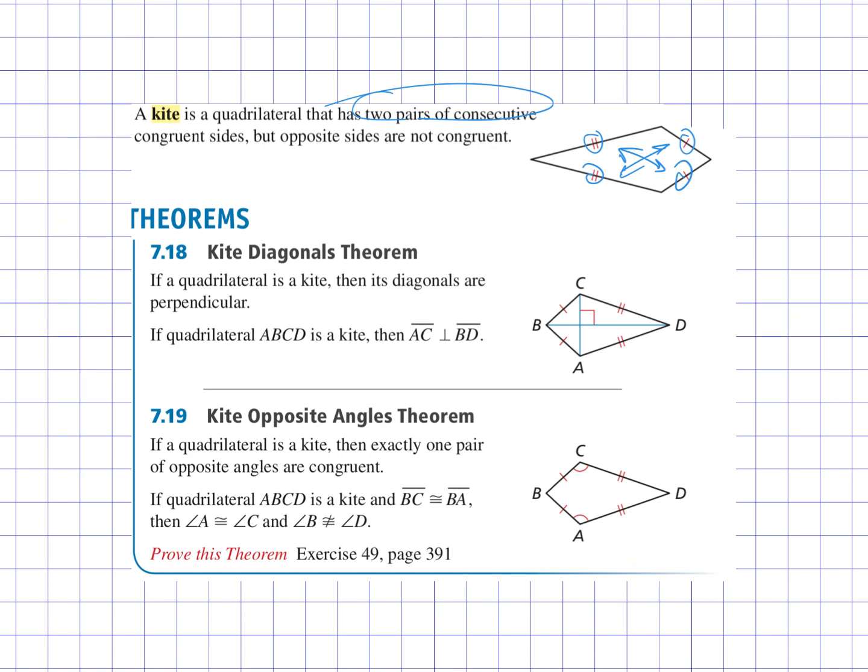Okay, kite diagonals theorem. The diagonals are perpendicular, okay? And opposite angles theorem, the only angles that are congruent are those two. Angle B and angle D are not congruent. But a kite has four sides, so interior angles add up to 360. That's important.